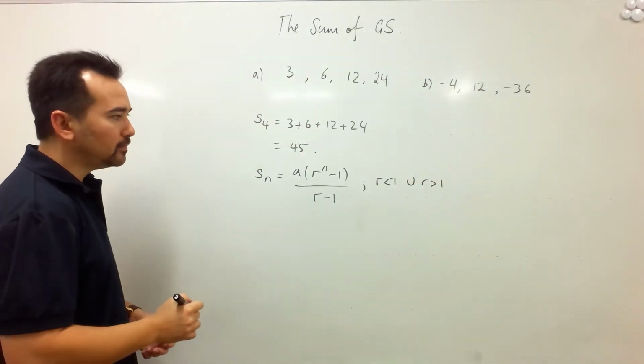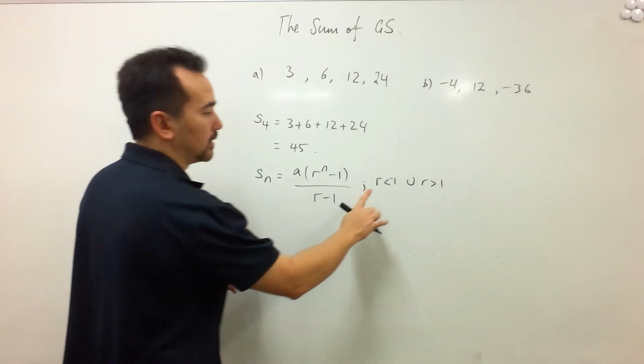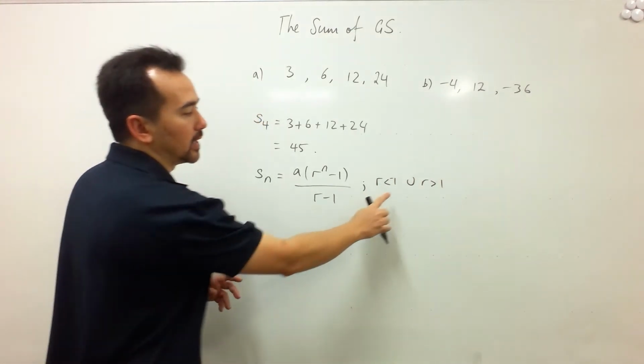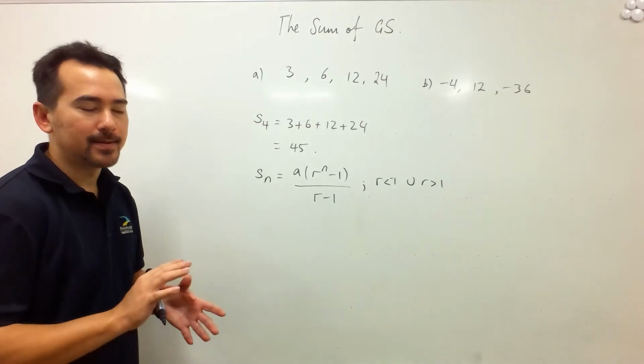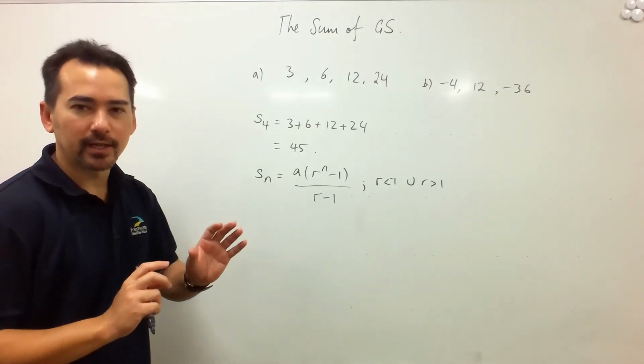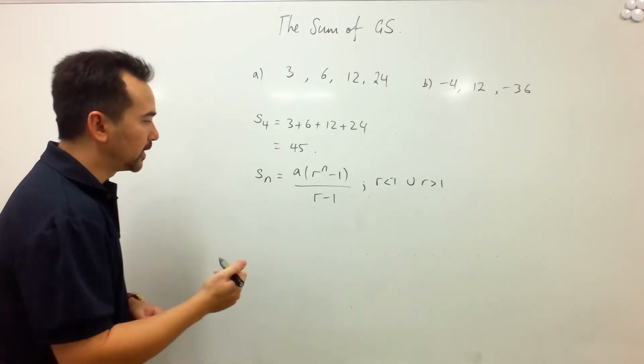When the R value is actually between -1 and 1, the formula changes slightly, and I'll do another video for that one. Here we go.